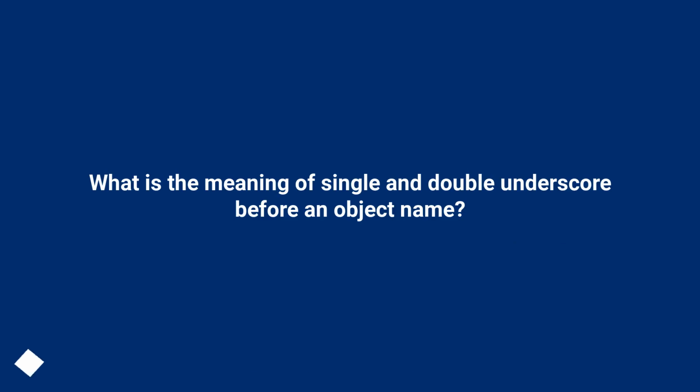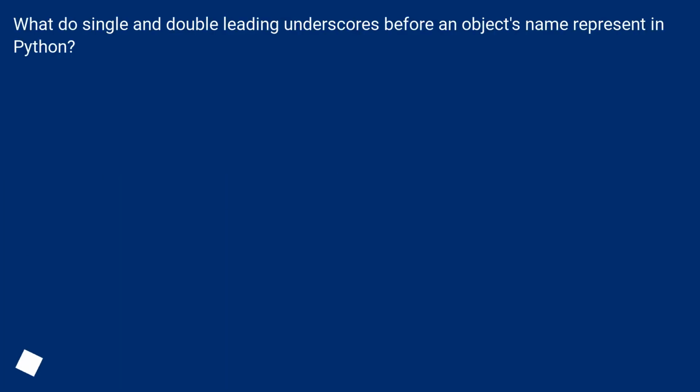What is the meaning of single and double underscore before an object name? What do single and double leading underscores before an object's name represent in Python?